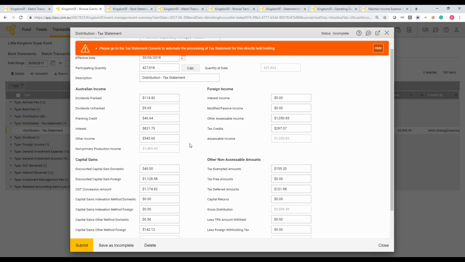On the foreign income side, it is a foreign tax credit of 297.07. The gross foreign income is 1647. So if you subtract the foreign tax credit, the difference is basically 1350.83.